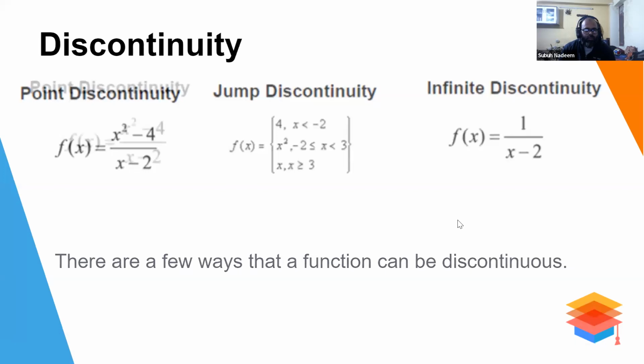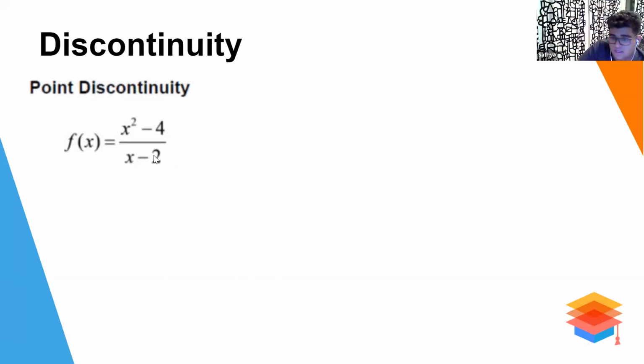So if you see, sir, should we solve these? Yeah, you have to solve this. If you put x is equal to 2, what do you get in the numerator? 0, and denominator 0. So it is not defined. So at x is equal to 2, it is not defined, right? Okay. So this is a point discontinuity. At that point, it is not defined.